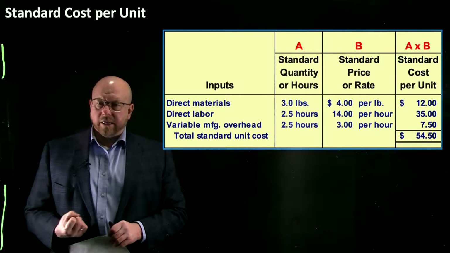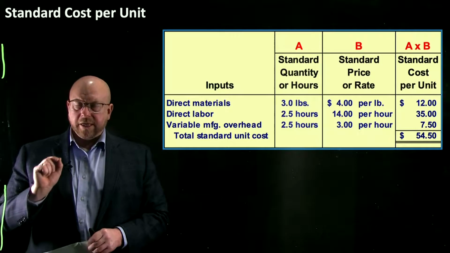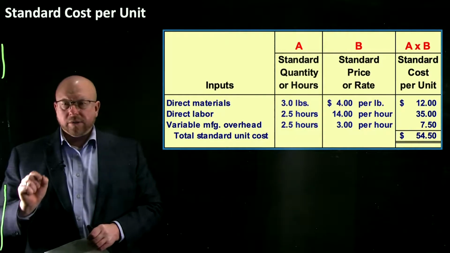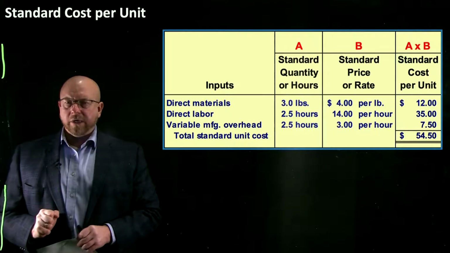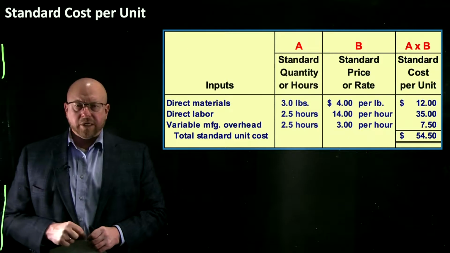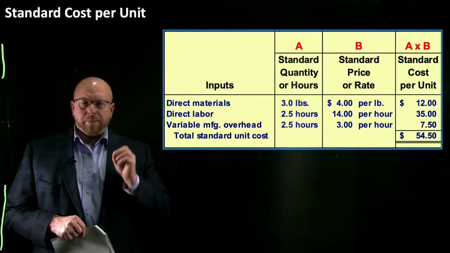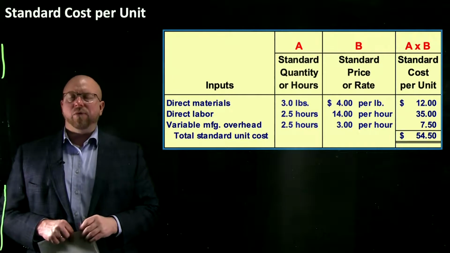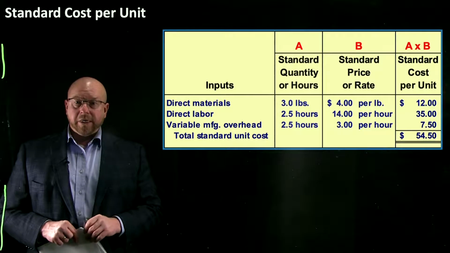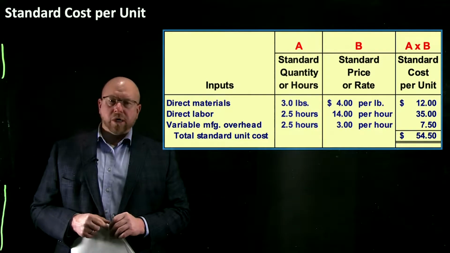So what this is telling us is if everything went perfectly, exactly according to plan, we would use 3 pounds and it would cost us $4 a pound. Our workers would spend 2.5 hours. We would pay them $14 per hour. The variable overhead would be $3 per hour. And the perfect cost would be $54.50 for this product.